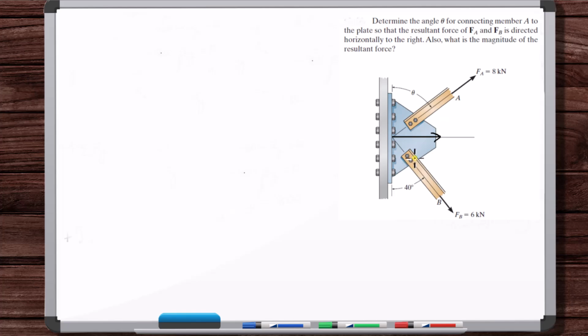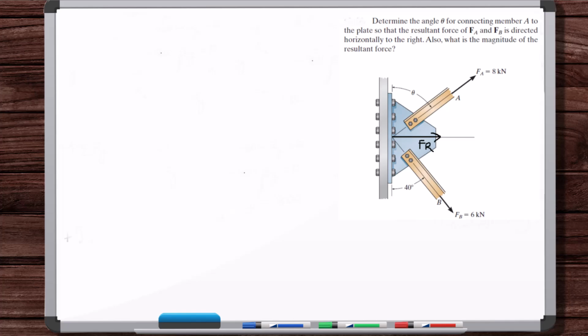horizontally to the right. So this is FR. They want to know the magnitude of FR as well as what theta needs to be to make this happen, if these are the magnitudes of FA and FB. All right, so we're going to do this graphically. It would be much easier to do this with the XY coordinate system and i hat and j hat, but we're going to do this graphically for practice.